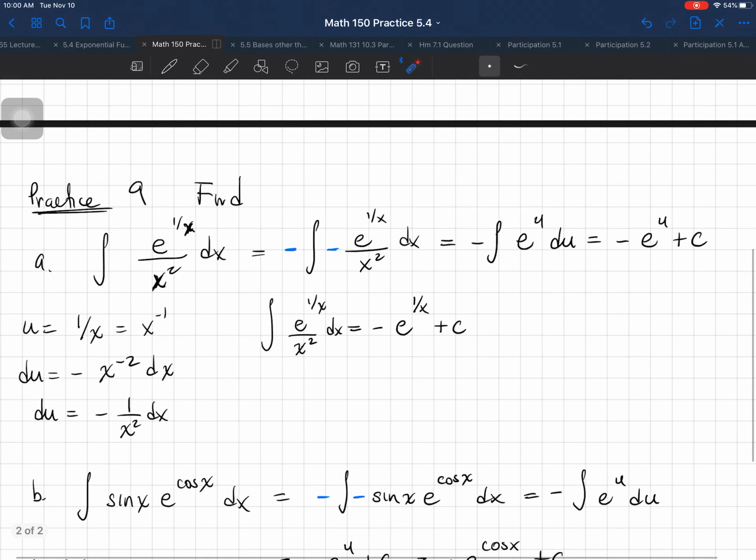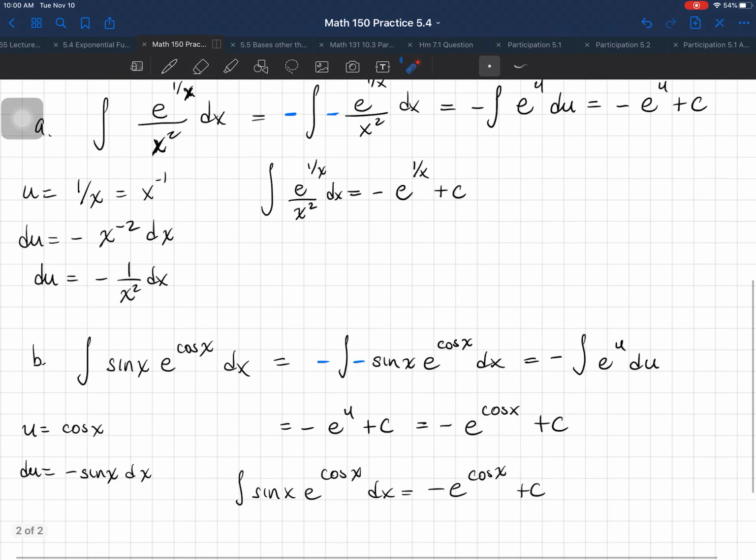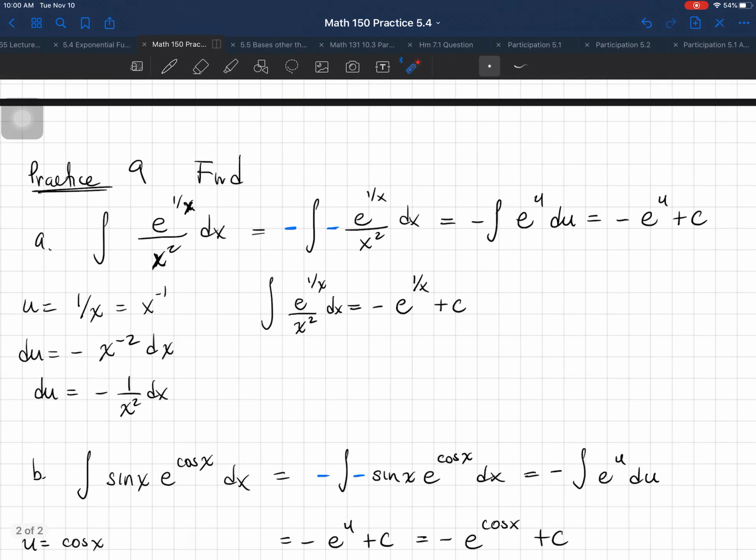Okay, so we're going to try another practice number 9. In practice number 9, it's asking us to find the antiderivative of two problems. So we'll start with part A. Find the integral of e to the 1 over x, over x squared. So again, as I mentioned before, try to make your power of the exponential be the u.